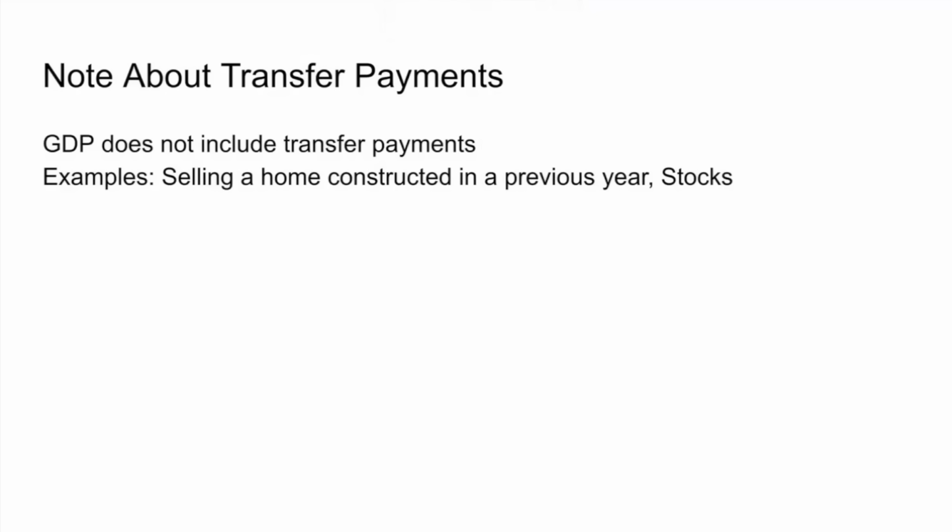And a note about transfer payments. GDP does not include transfer payments, such as selling a home constructed in a previous year or stocks, because neither of these represents a new good or service. They're just transfers of money.